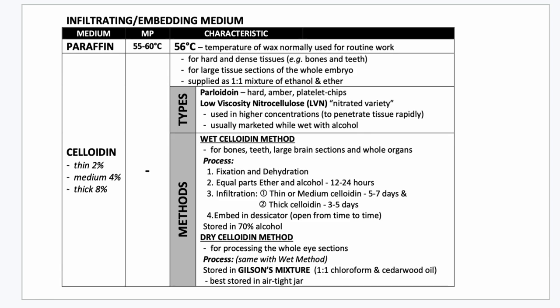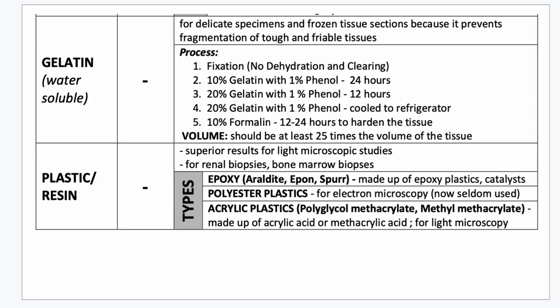Your dry celloidine method naman, this is for processing the whole eye sections. So the process would be the same with your wet method. Pero we store this one in your Gilson's mixture. This 1:1 chloroform and cedarwood oil. And this is best stored in airtight jar.